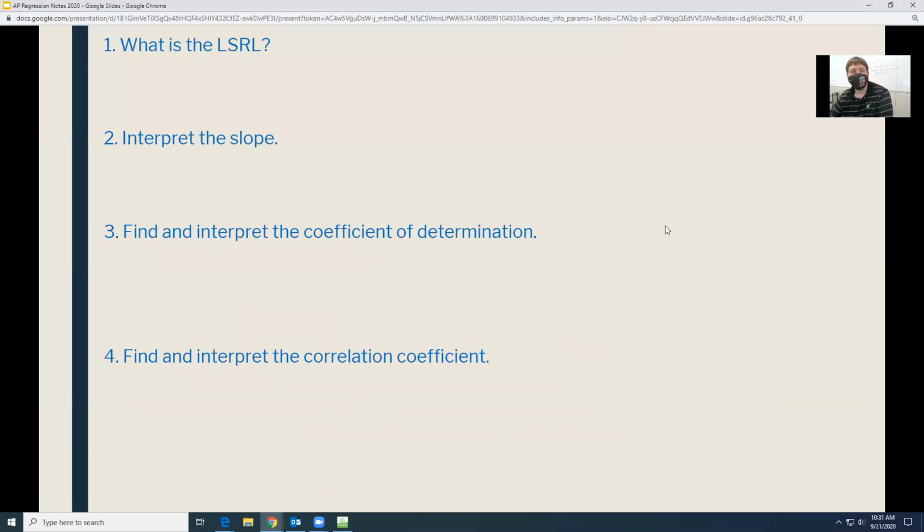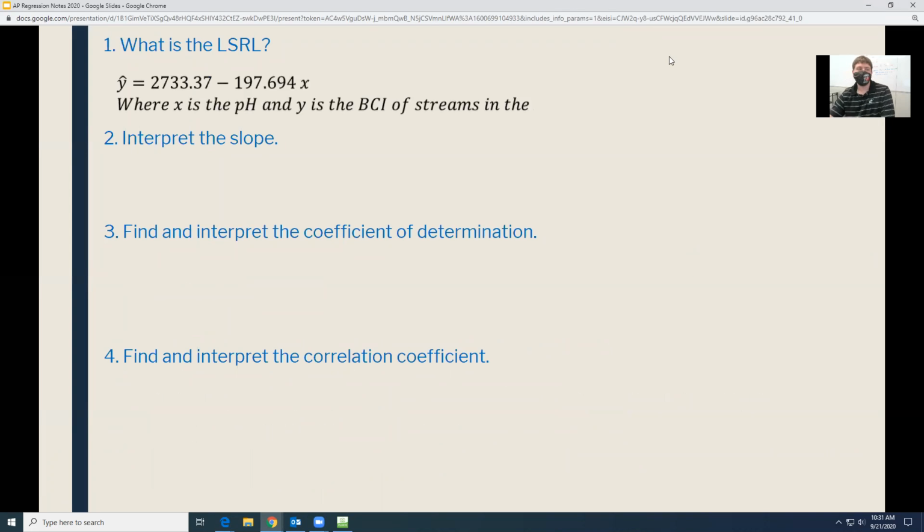All right, so for number 1, what is the least squares regression line? I got 2,733.37 minus 197.694. If you did plus and negative, that's the same thing. And don't forget to define your X and Y, where X is the pH and Y is the BCI in streams. I'm not a biologist, so I couldn't explain to you how BCI is measured, but there it is. That's the luxury of being a statistician. I don't need to know what the things stand for. I just need to know their relationship.